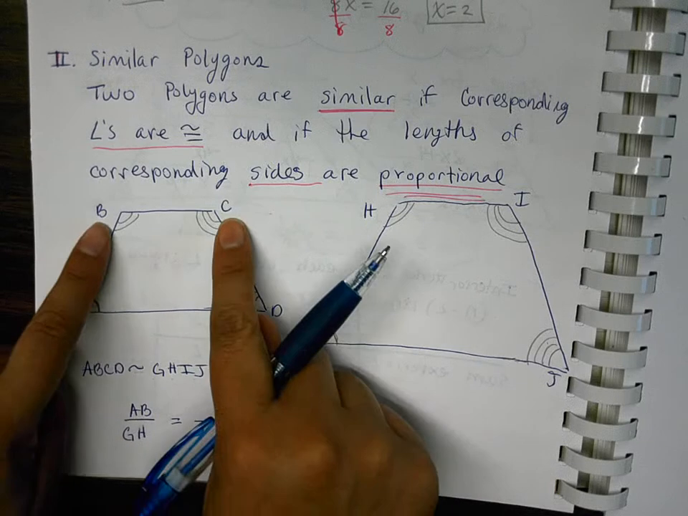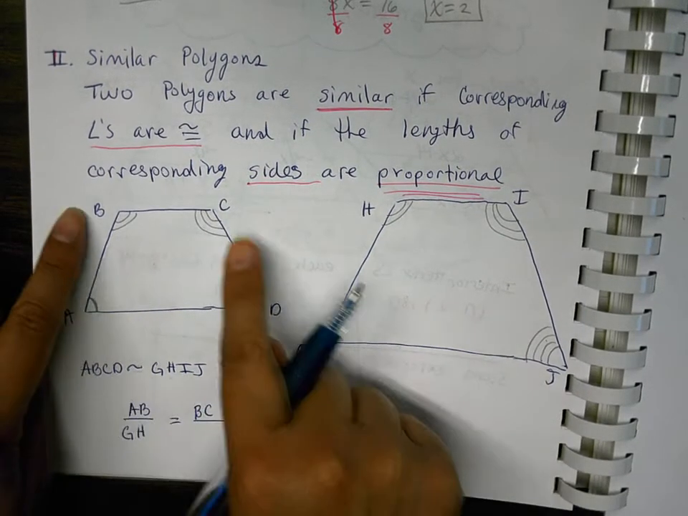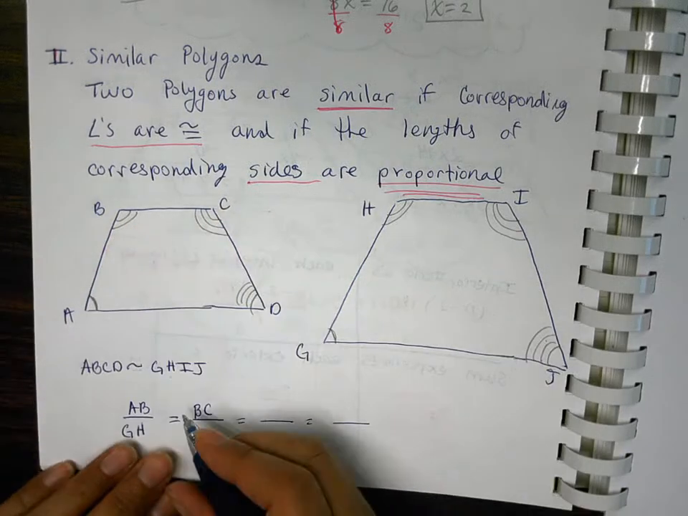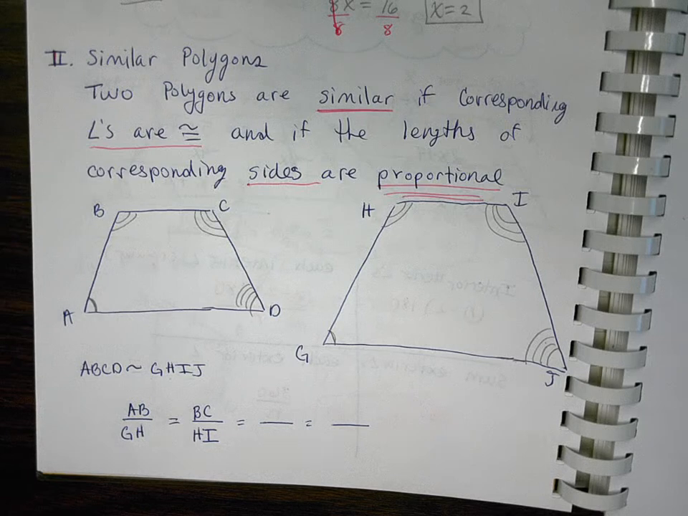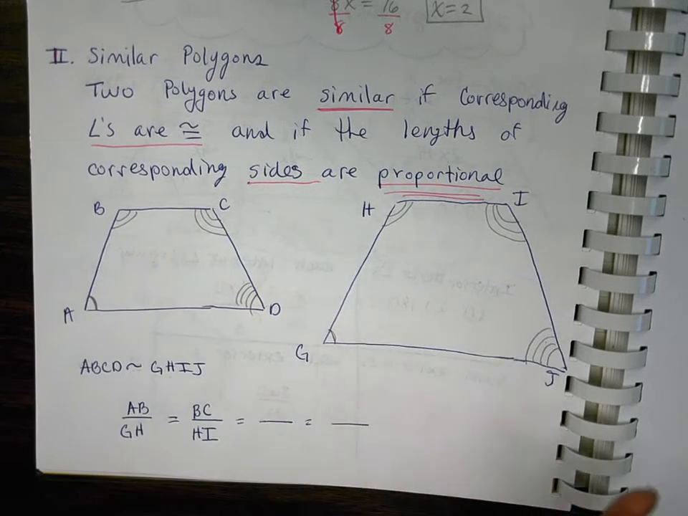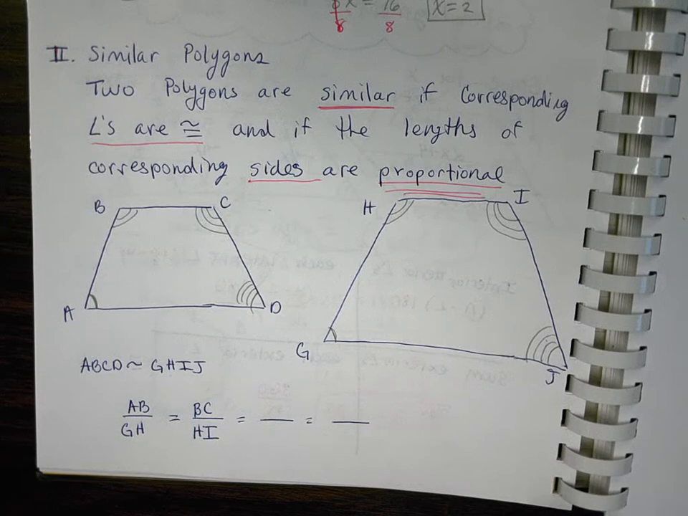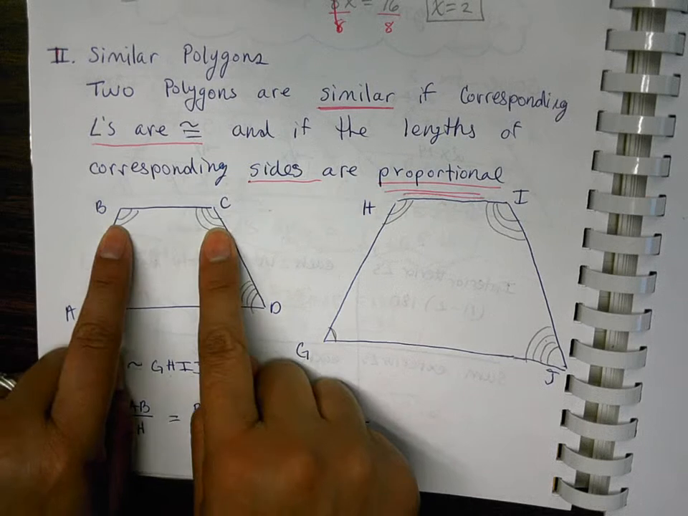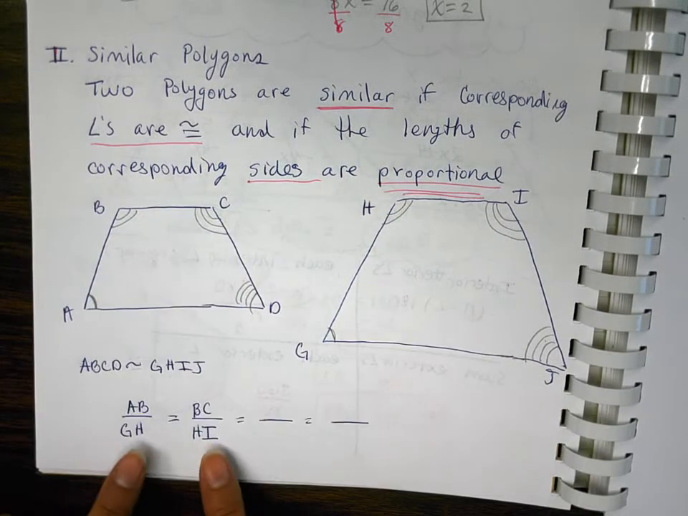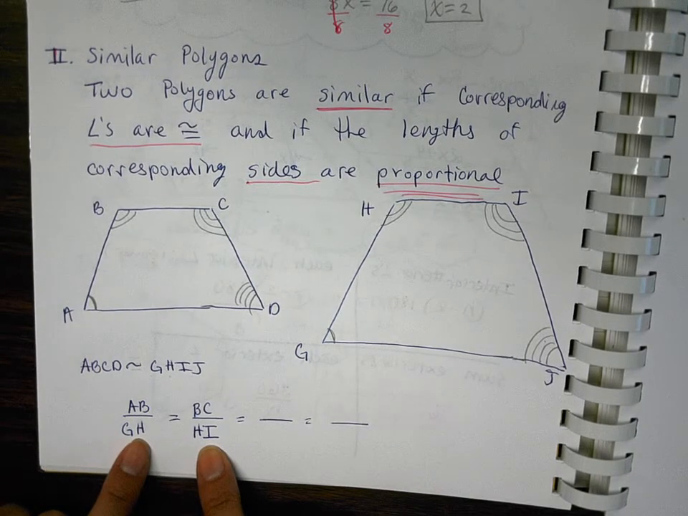So this first one, I'm going to write BC. What side over here corresponds with BC? HI. I'm going to stop here and not write any more just yet. So if I gave you proportional polygons with actual numbers, and I said these two polygons are similar, if you took AB over GH and then BC over HI and did any reducing, should they come out to be the same? Yes. If they do not, then they are not similar polygons. So this statement has to work. All right, let's keep going.